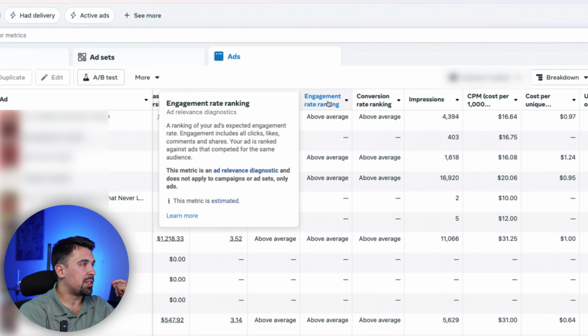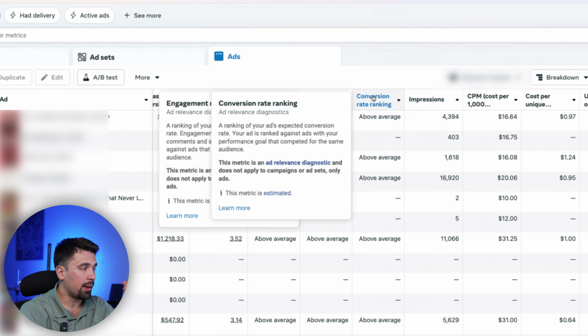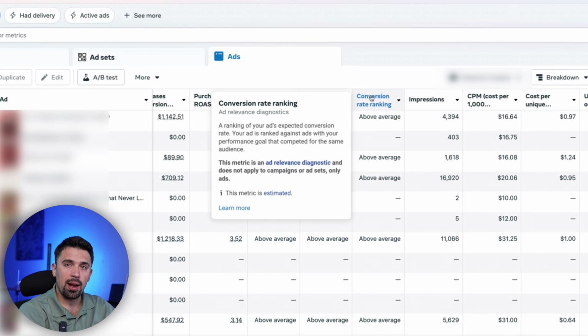A ranking of your ad's expected engagement rate. Engagement includes all clicks, likes, comments, and shares. Your ad is ranked against ads competing for the same audience. Okay, great. And then last, conversion rate ranking. A ranking of your ad's expected conversion rate. Your ad is ranked against ads with your performance goal that competed for the same audience.